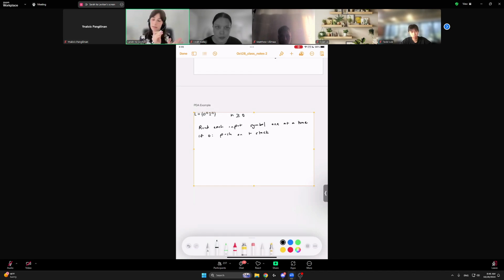And then remember what this language is, right? It's an equal number of zeros followed by an equal number of ones. So after we've read all the zeros and pushed them onto the stack, for every 1 that we see, we're going to pop a 0 from the stack. And essentially we're matching each 0 with a 1 and checking that they're an equal number.